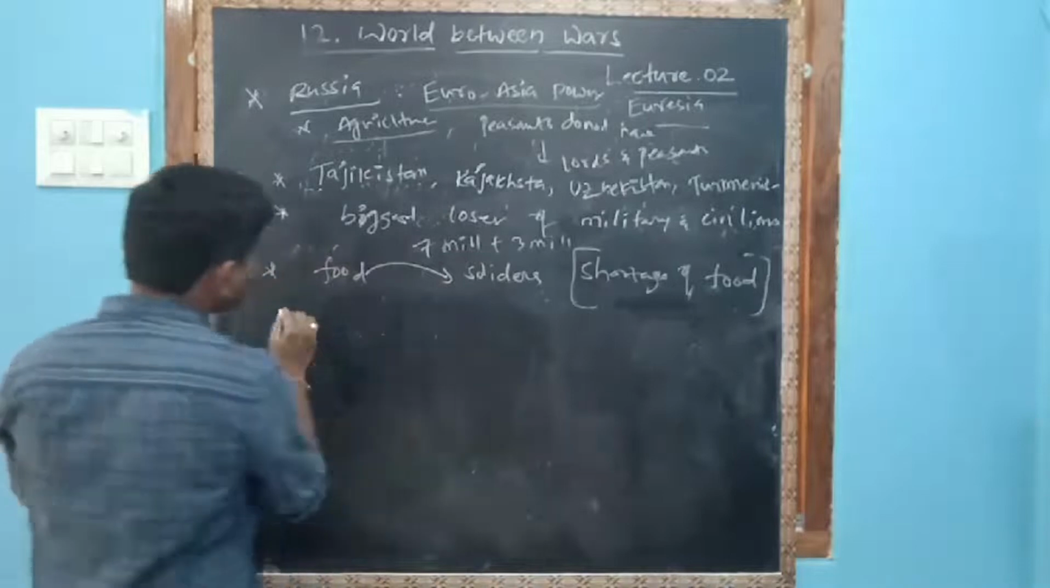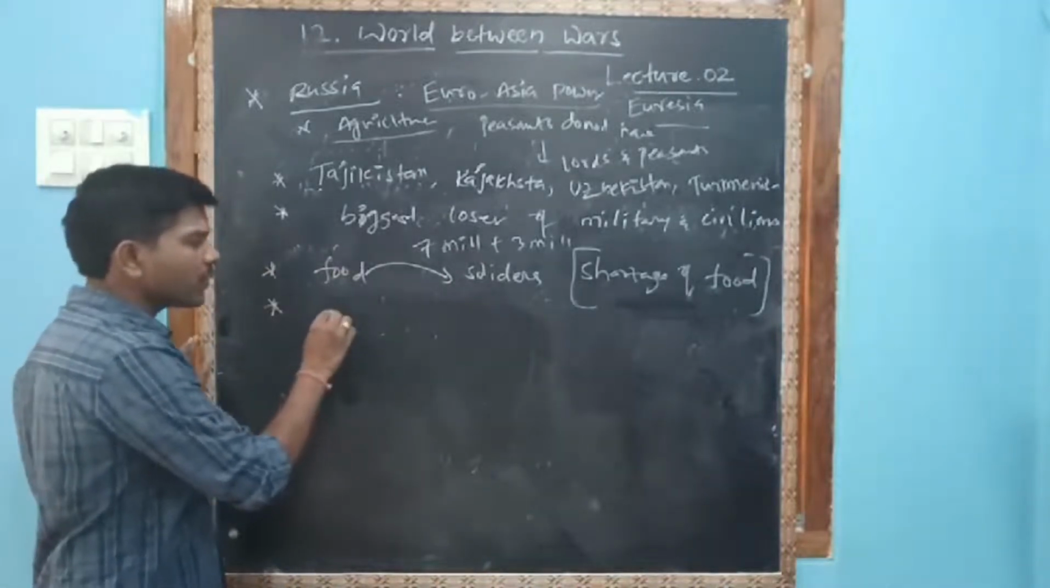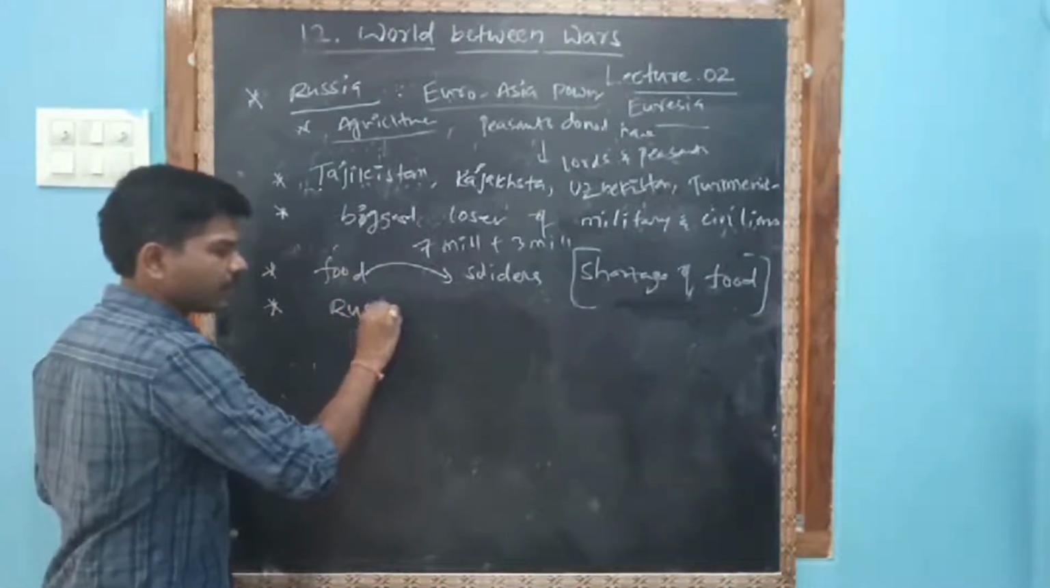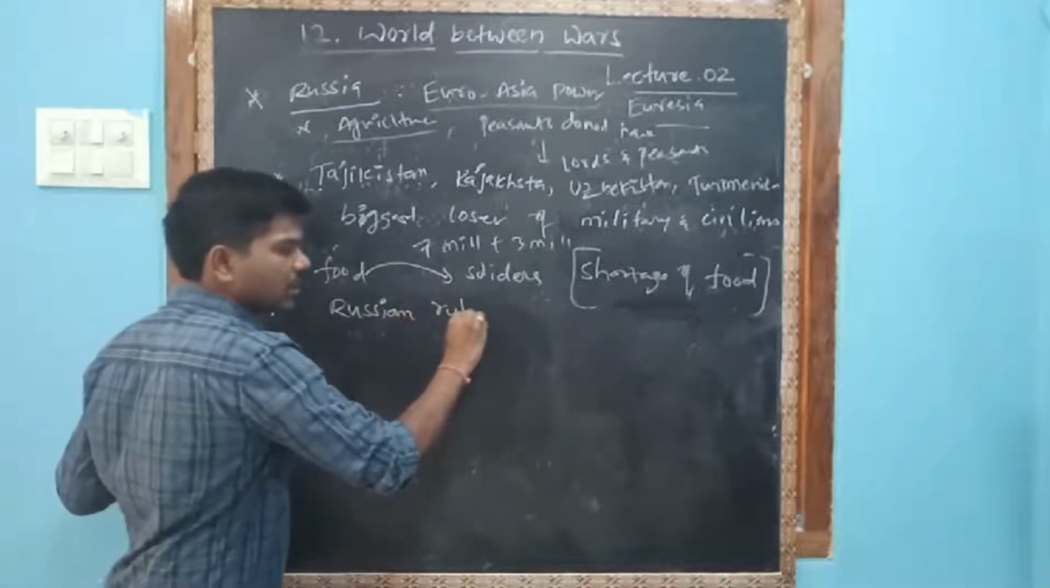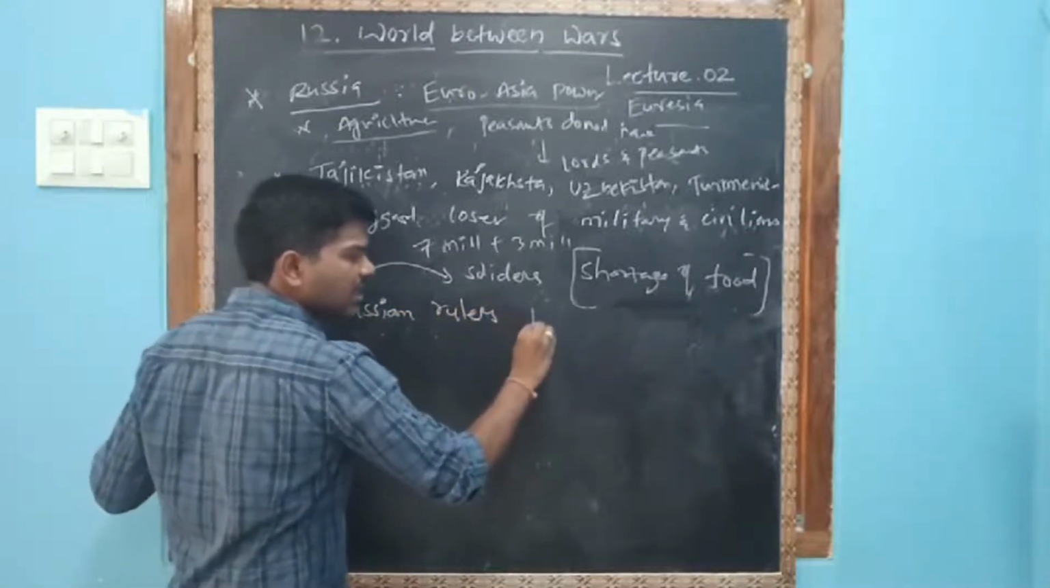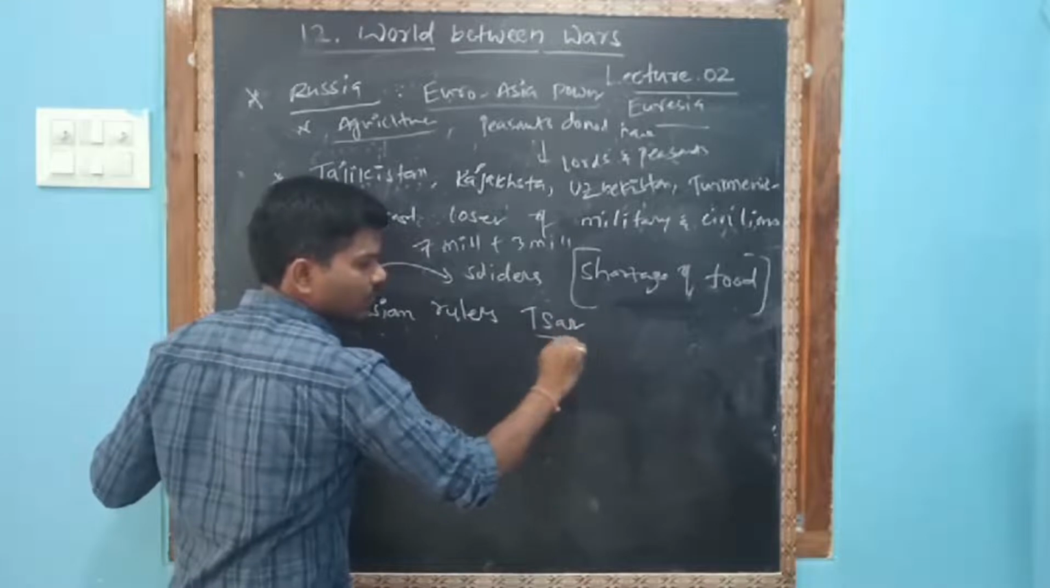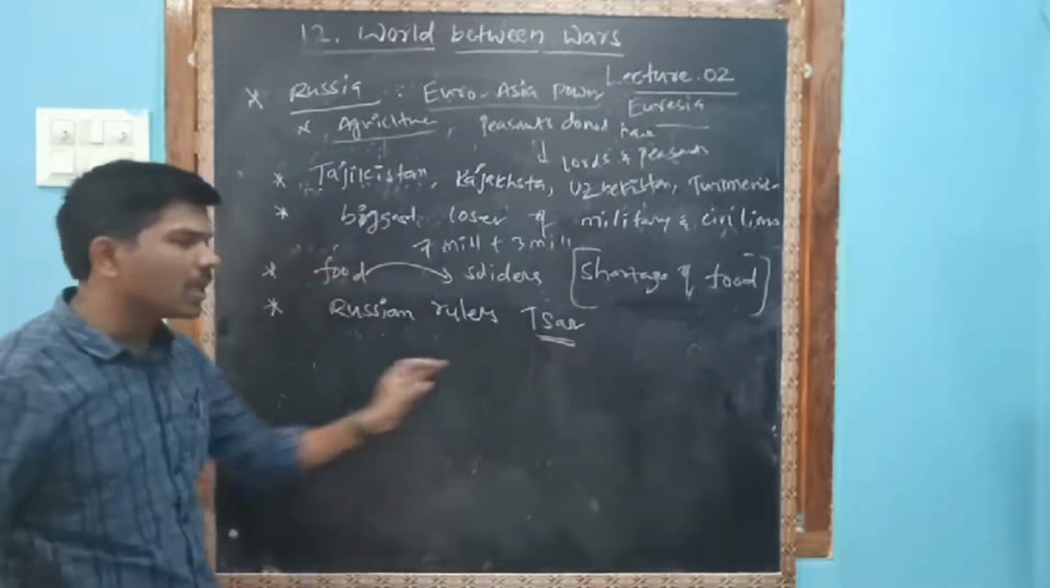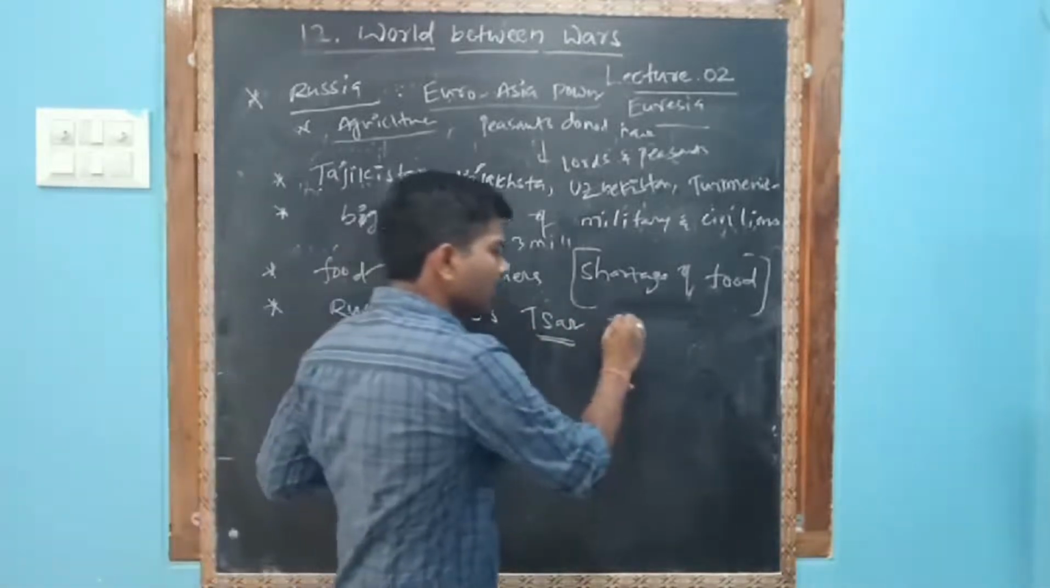The Russian rulers were called Tsars. The T is silent. Tsar. The Russian ruler was called Tsar. At the time, it was Nicholas II.